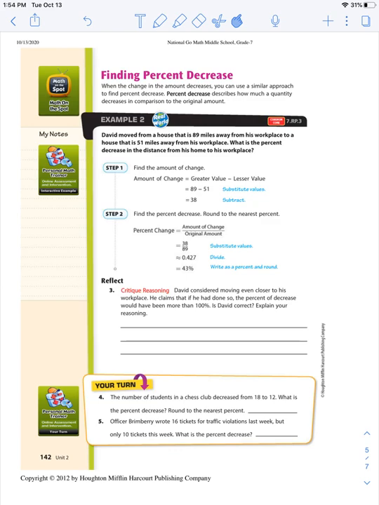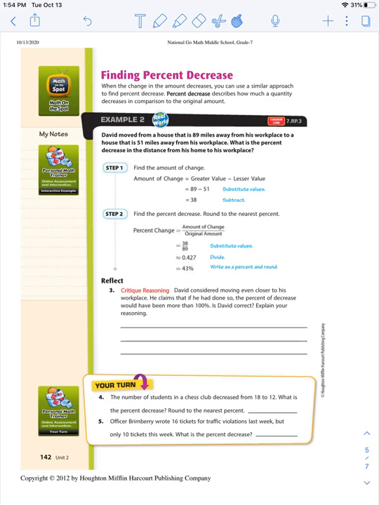All right, so next we have percent decrease. A percent decrease describes how much a quantity decreases or goes down compared to the original amount. So let's look at an example. David moved from a house that is 89 miles away from his workplace to a house that is 51 miles away from his workplace. What is the percent decrease in the distance from his home to his workplace?